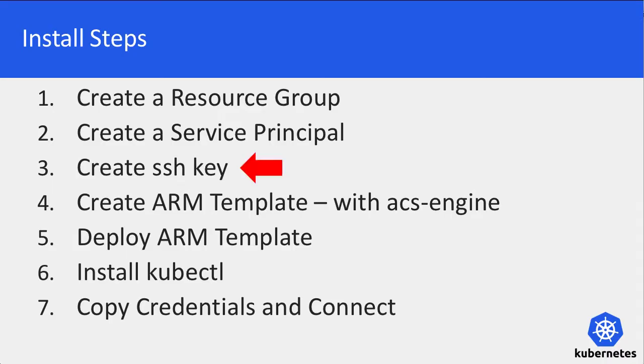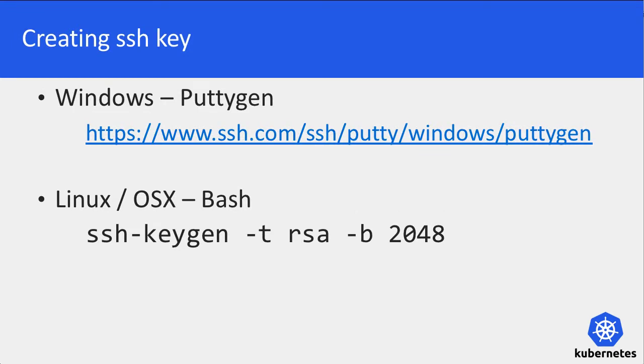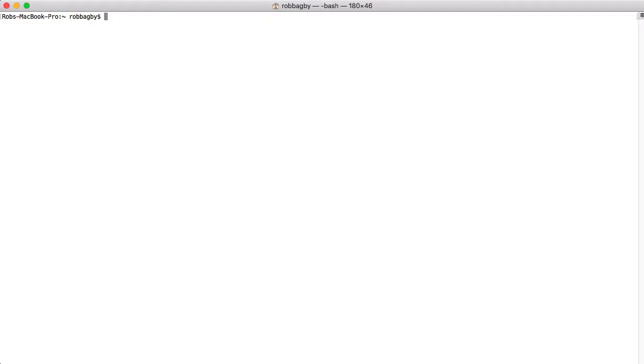The next step is for us to create an SSH key. Now you can use ssh-keygen like I'm going to if you're on Linux, OS X, or even on Windows. Or on Windows you can also use a tool called PuTTYgen. I'm going to go ahead from my Mac and create my key using ssh-keygen. So with that, let's open up our terminal session, and let's just do ssh-keygen.